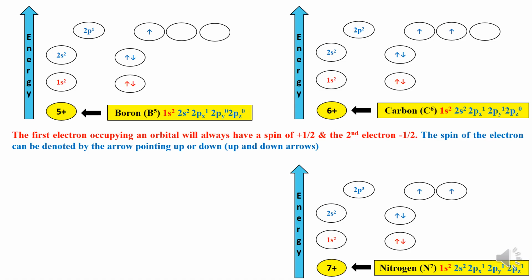So the Aufbau principle is satisfied. Pauli's exclusion principle is satisfied. And what about Hund's law of maximum multiplicity? Yes. Now we can focus on only the 2p orbitals, the degenerate orbitals. Here you find that electrons occupy separate orbitals with parallel spins. So it abides by Hund's rule.